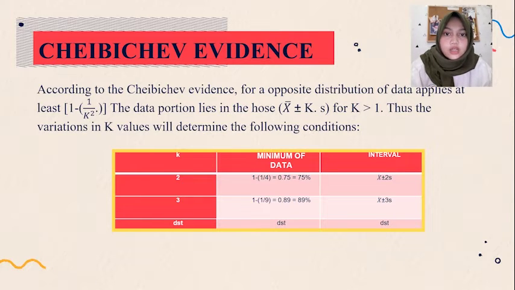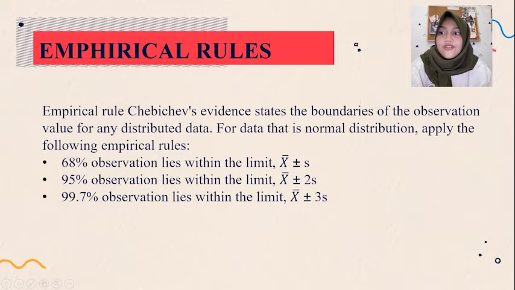This is a table that will help us find the distribution of our data. And there's the empirical rule. Chebyshev's theorem tests the boundary of observation values for any distributed data. For data that is normally distributed, apply the following empirical rules: 68% of observations lie within the limit of the mean plus or minus s, 95% of observations lie within the mean plus or minus 2s, and 99.7% of observations lie within the mean plus or minus 3s.